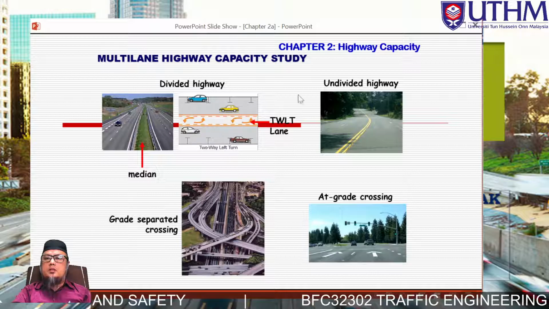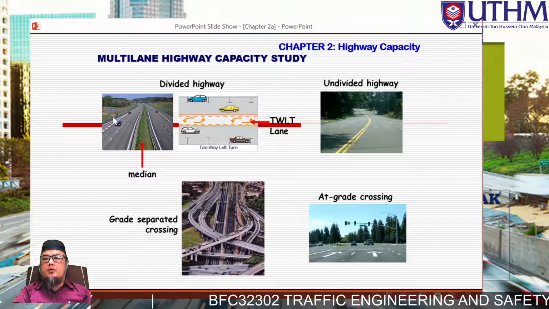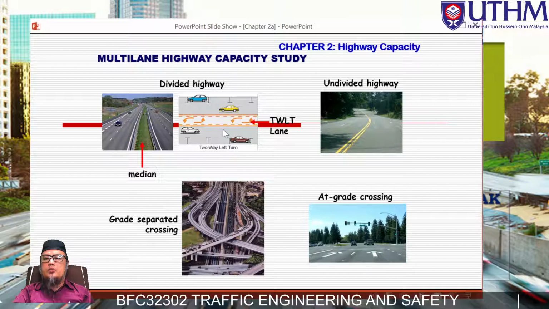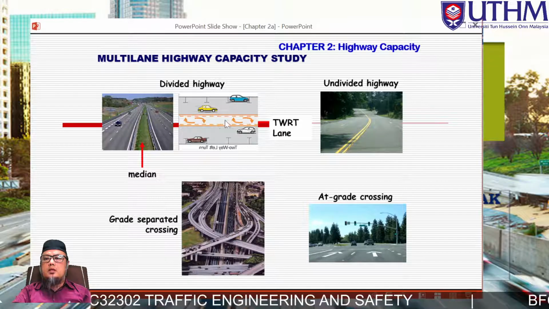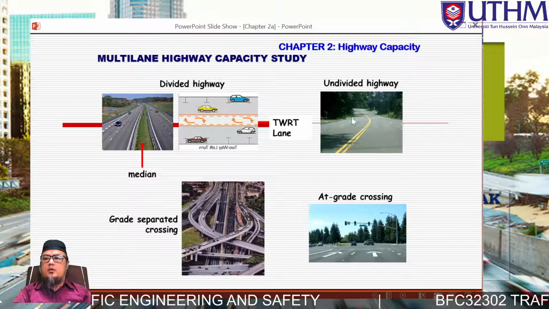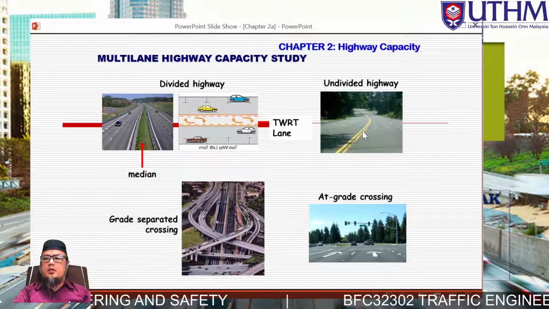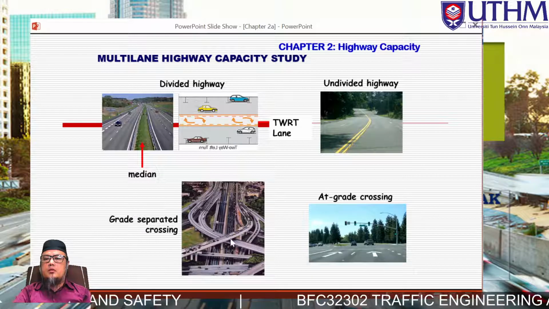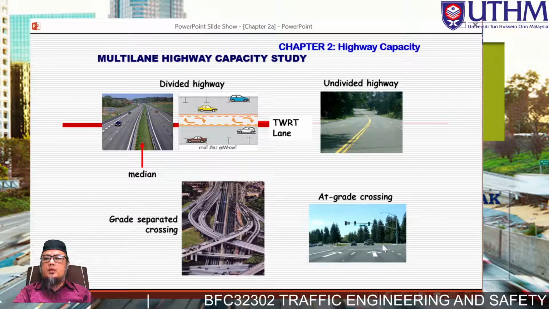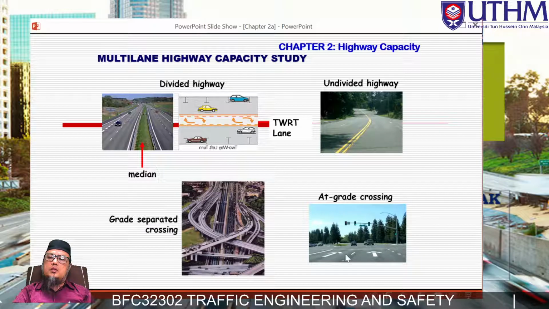Okay, this is the typical type of multi-lane highway. This one is divided with a separate median, a divided highway. This one has a right turning lane, so we have an additional lane for turning activities. And we have a multi-lane undivided, where they do not put any divider. We also have grade separated, a divided highway, and at grade, where they provide some crossing activity in a signalized intersection.